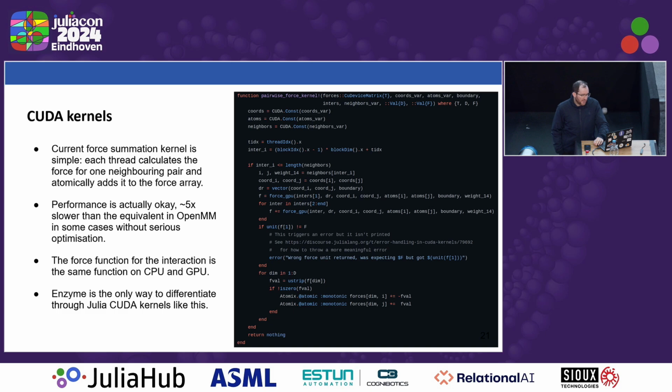As I'll come on to later, we're looking to develop this, but the nice thing about this is that this is all internal to Molly, so the user never sees this. The actual force functions they define are the same on CPU and GPU. And Enzyme is currently the only way I know of to differentiate CUDA kernels like this, and works really nicely.